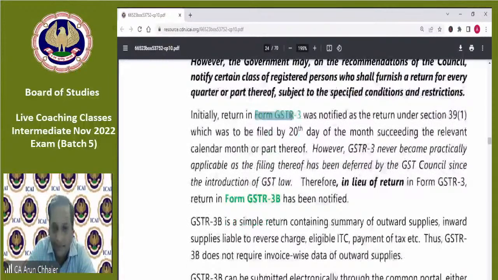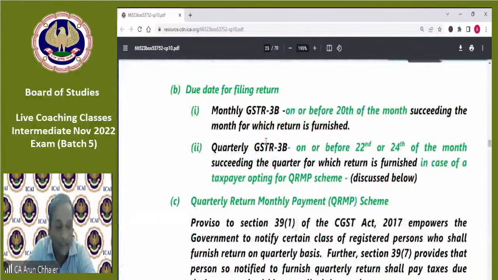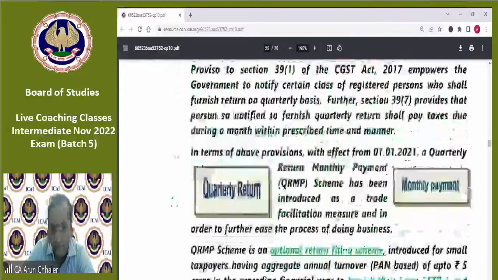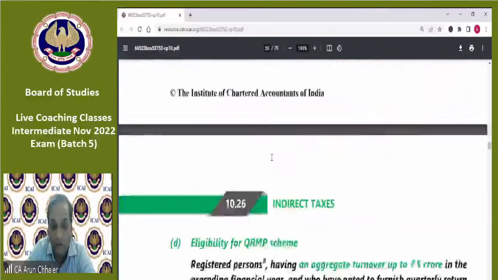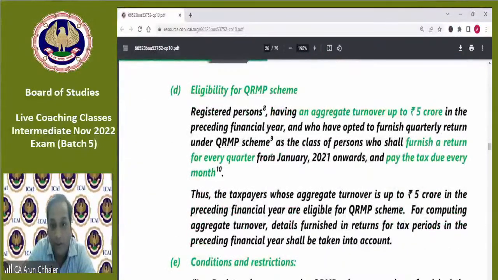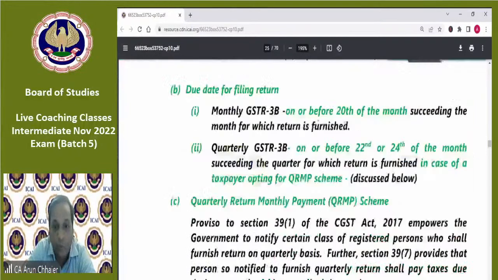Earlier it was the GSTR 3, but now in lieu of the GSTR 3, they have replaced it with the GSTR 3B. It can be monthly, it can be quarterly, and we have discussed the due date as well. Remember that we have discussed 22 or 24. So 22 is for category state number 1 and 24 for category state number 2. What is category state number 1 and what is category state number 2? That has been given below. We'll discuss.